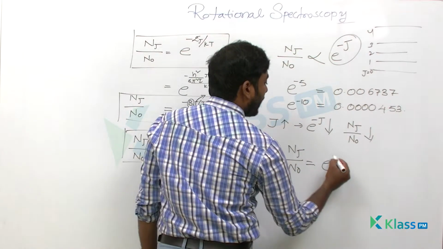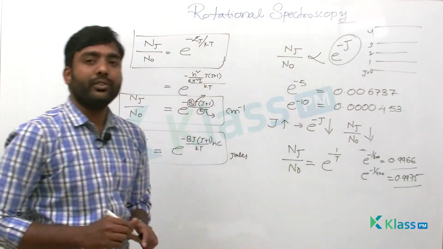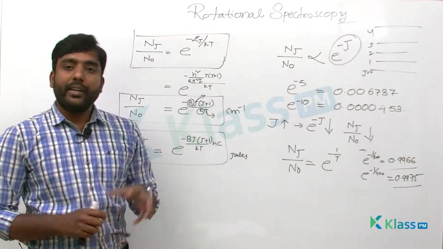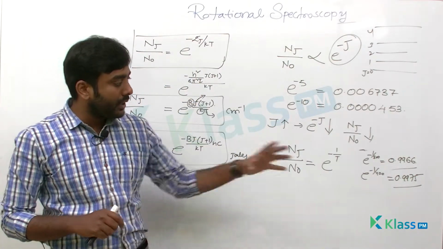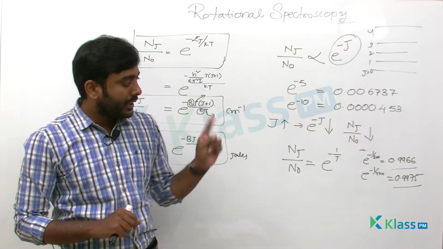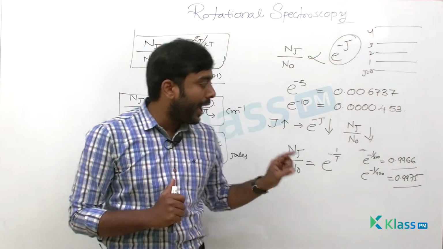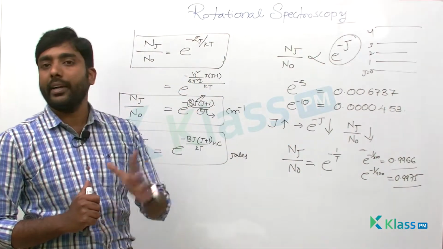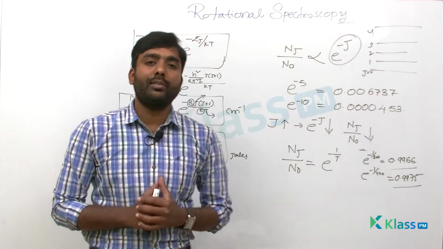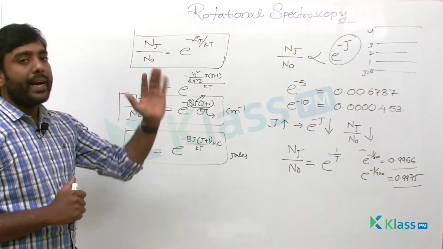So e to the power of minus 1 by t. Let's substitute these temperatures. Here you can see that I calculated for 300 Kelvin and 400 Kelvin. With temperature 300 Kelvin, I got 0.9966. If I take 400 Kelvin, I got 0.9975. So 966, 975. So if temperature increases, what's happening? The relative population of molecules also increases.